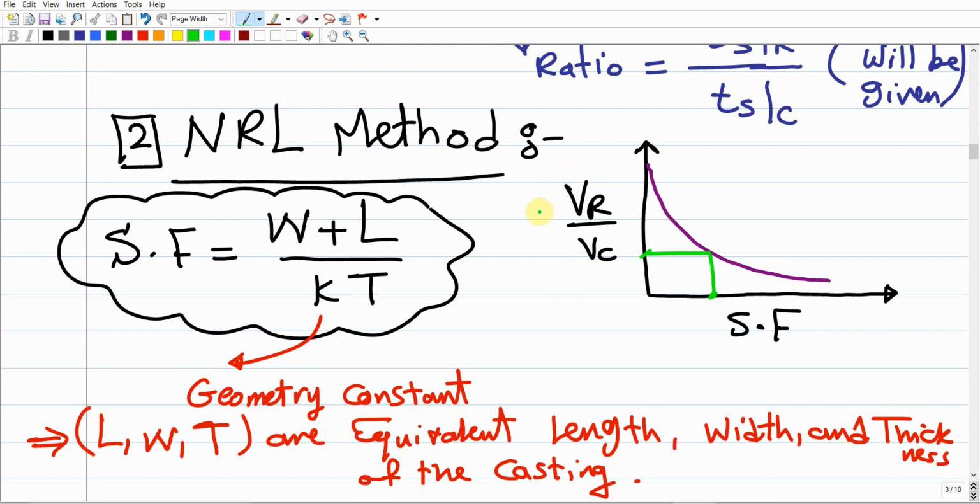The riser volume definitely will be a function of its dimensions in terms of diameter and height. But the volume of the casting will be calculated as a number because the dimensions of the casting should be provided to you. It means that you're going to end up with a value. From this value, you put it equal to VR over VC to simply calculate the volume or the dimensions of the riser. This is how the Naval Research Lab method works, as we explained over the previous video.